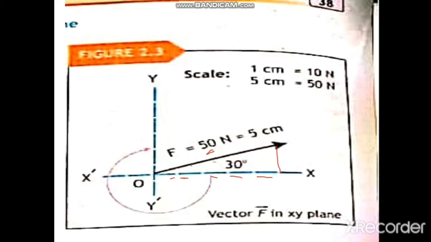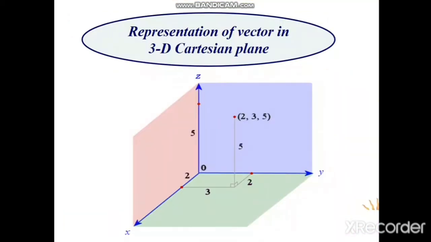Here the angle that the force vector F is making with the x-axis is called alpha, and the angle that the force vector F is making with the y-axis is known as beta. So this is the way that we can represent a vector in the xy plane.